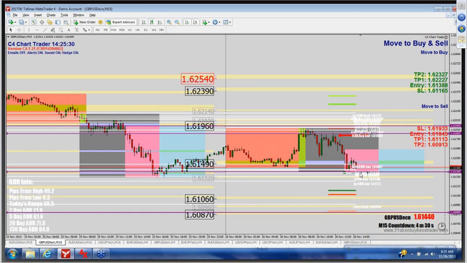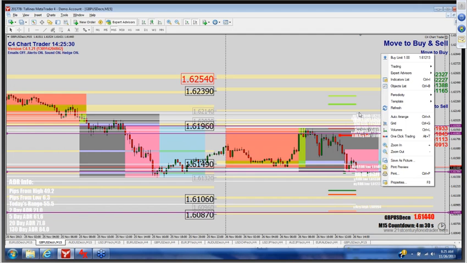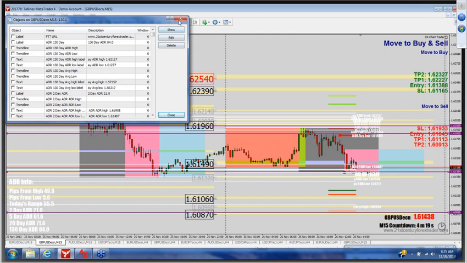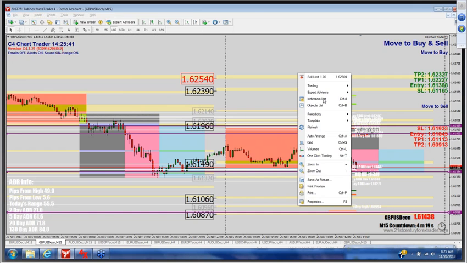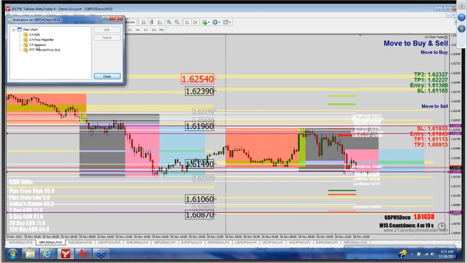$61.39. So kind of counter trend at this point. Let me just get rid of these. These are our high-low marks. I'm going to get rid of those real fast so we can see everything. Oops, it's not in. Indicator list.